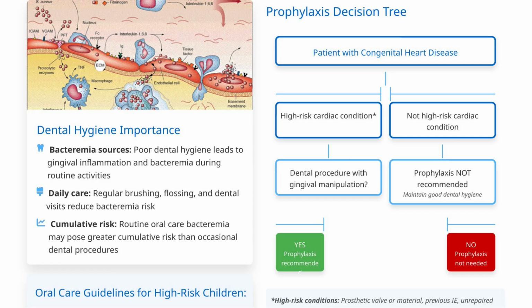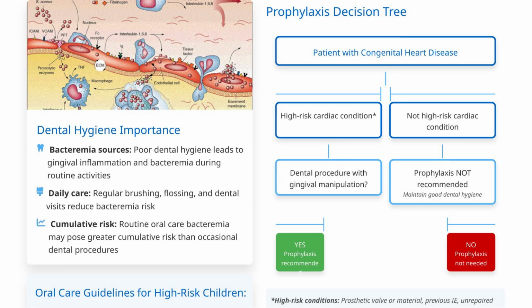For high-risk children, guidelines recommend regular dental visits every 6 months, brushing at least twice daily with fluoride toothpaste, daily flossing with assistance for younger children, antimicrobial mouth rinse for older children and teens, prompt treatment of dental caries and infections, and parent education about dental hygiene importance.